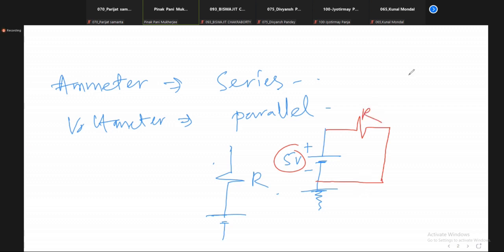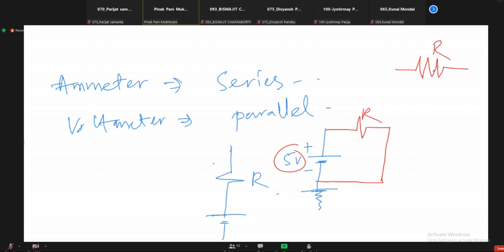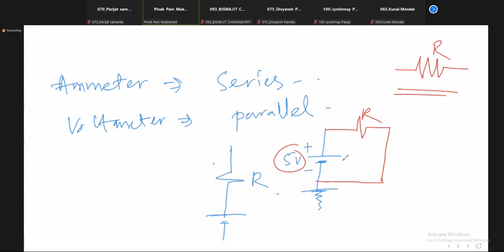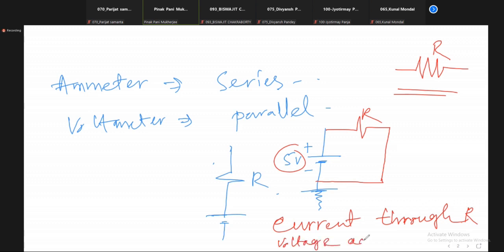So this is a resistor R. Normally this is the R sign, but for simplicity, I am drawing like this. So you will follow this convention R. Now I want to measure the current through the R. So remember the language: current through R, and voltage across R. This should be the language always. So if I want to measure the current through R, then I should insert an ammeter here in series. This is an ammeter A.